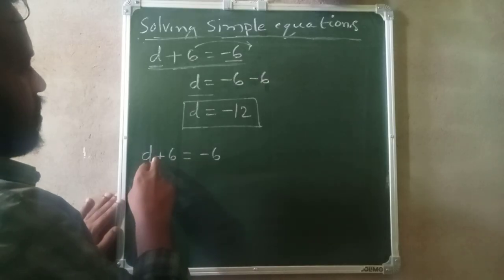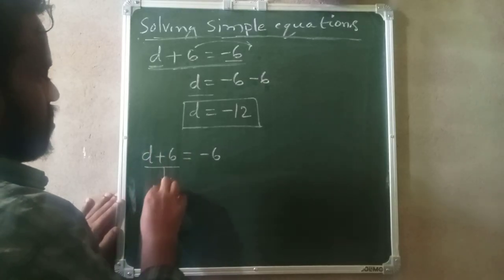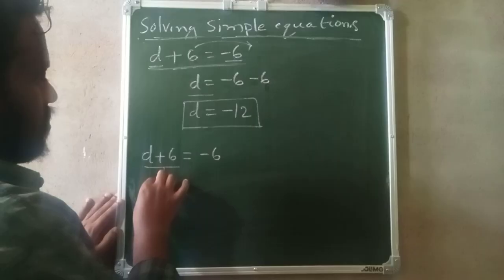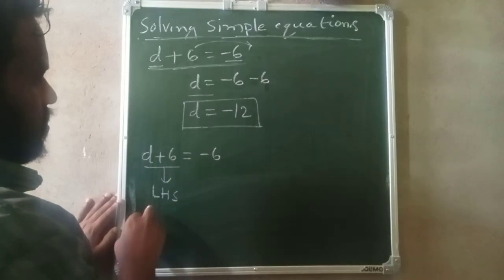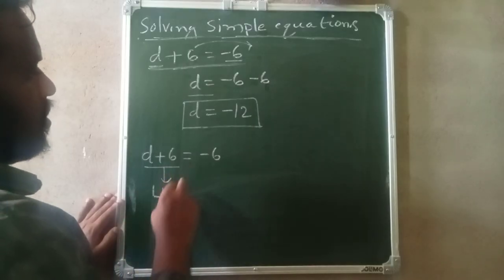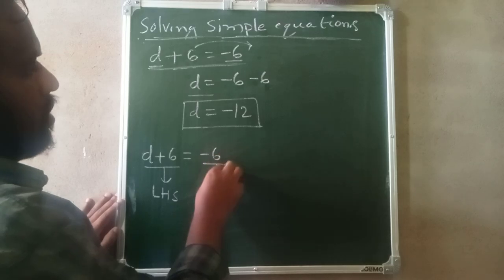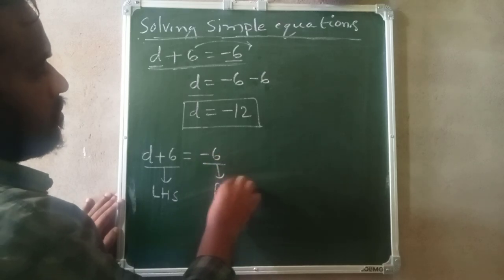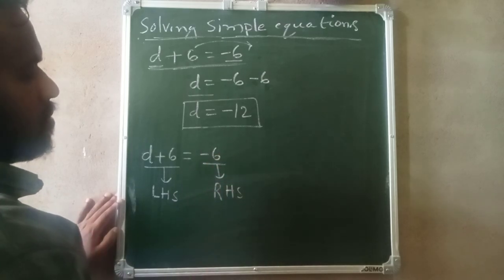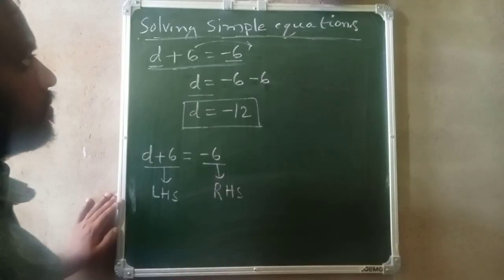Before this equal sign, whatever is there, this is LHS. LHS means left hand side. After the equal sign, whatever is there, that is RHS. RHS means right hand side.